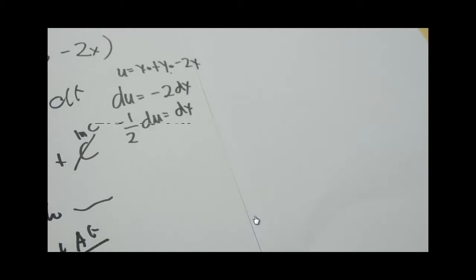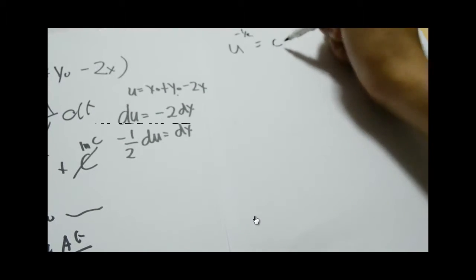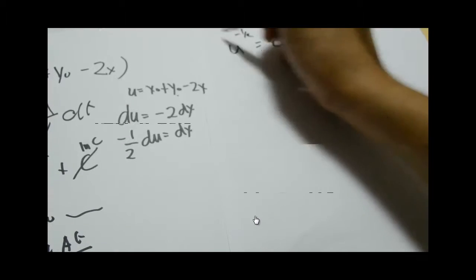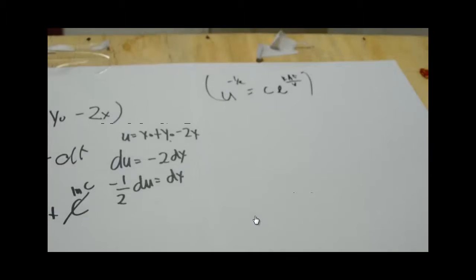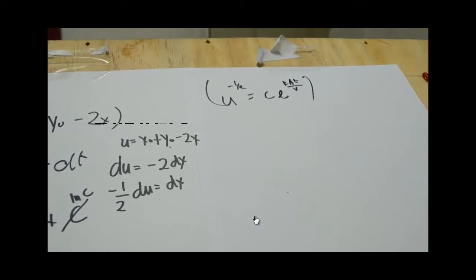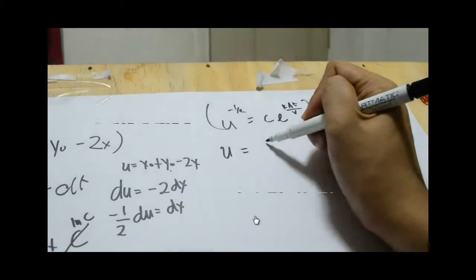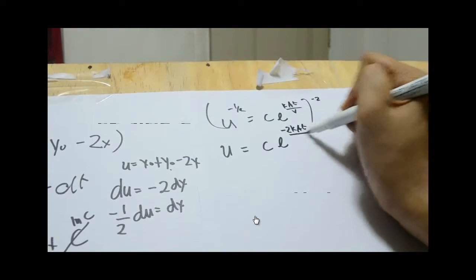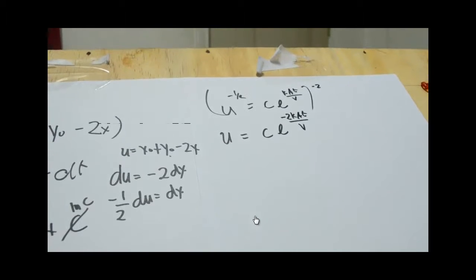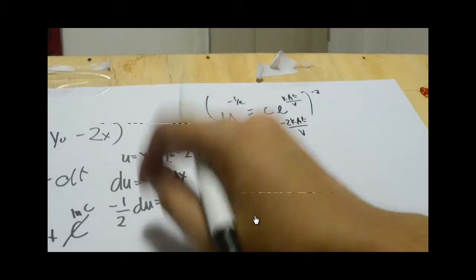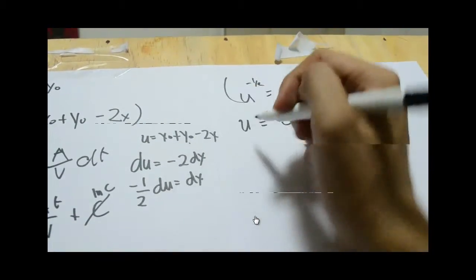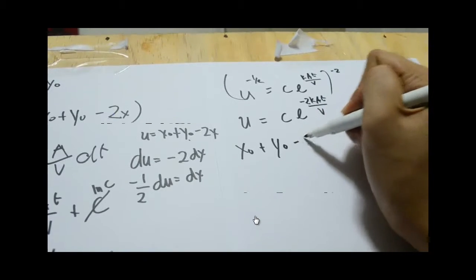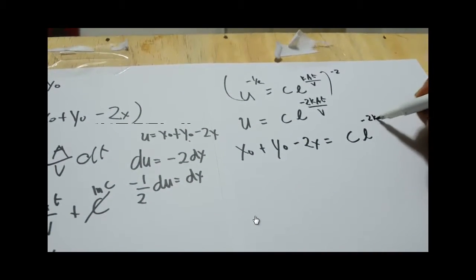And now remember this one, so we'll simplify it. We'll make it u to the negative 1/2 equal to c e to the KAt over V, and to make u simpler, you need to raise both sides to the power of negative 2. That would give us u equal to c e to the negative 2KAt over V, since c to the negative 2 is just c. And returning to the equation for u, remember what we've let? So X sub O plus Y sub O minus 2x is equal to c e to the negative 2KAt over V.